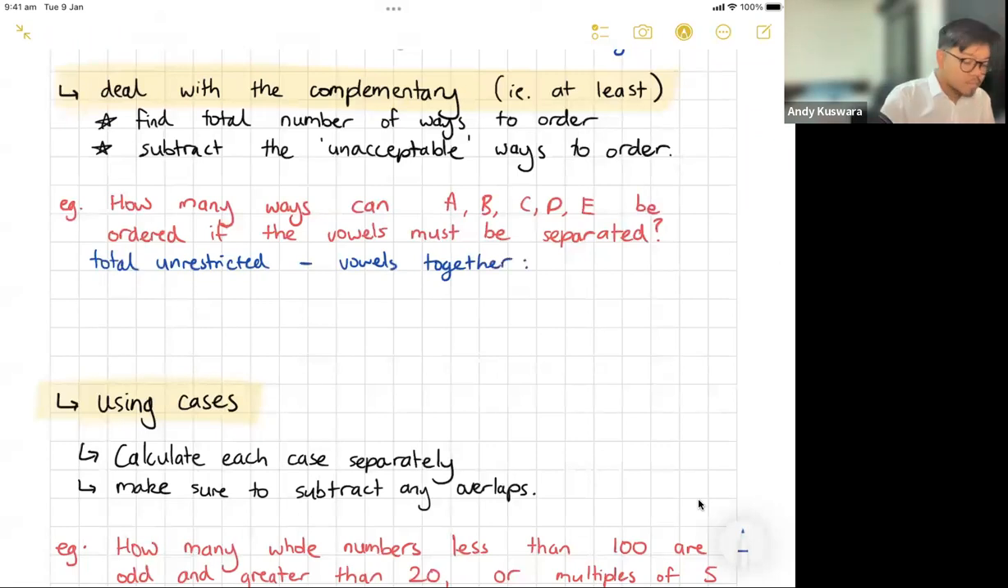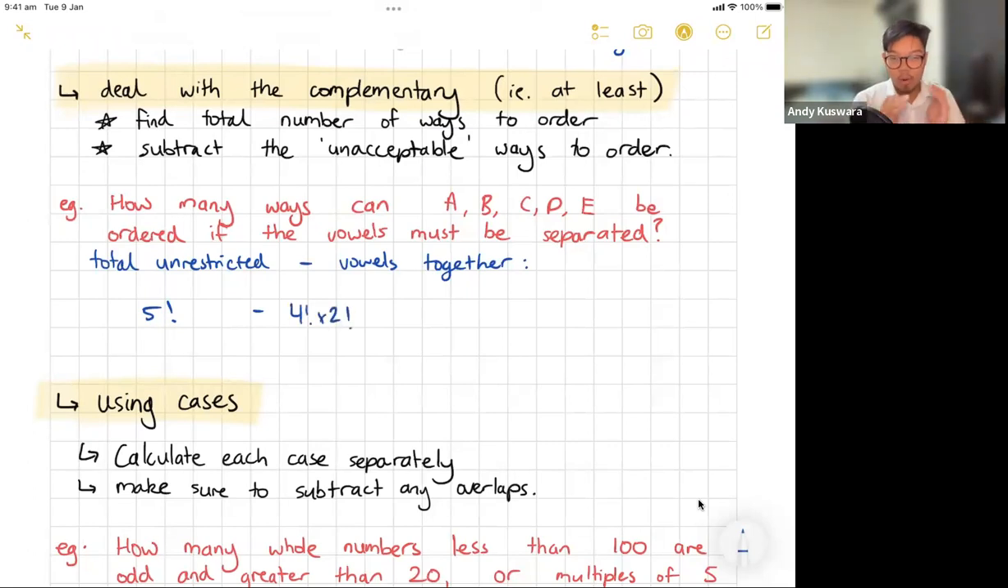Okay. So in other words, how many different ways can we order A, B, C, D, E? Well, it's going to be 5 factorial. And how many different ways can we order it if the vowels are together? So let's group A and E together. So in other words, it'll just be 4 factorial times 2 factorial, right? Because I'm just grouping.